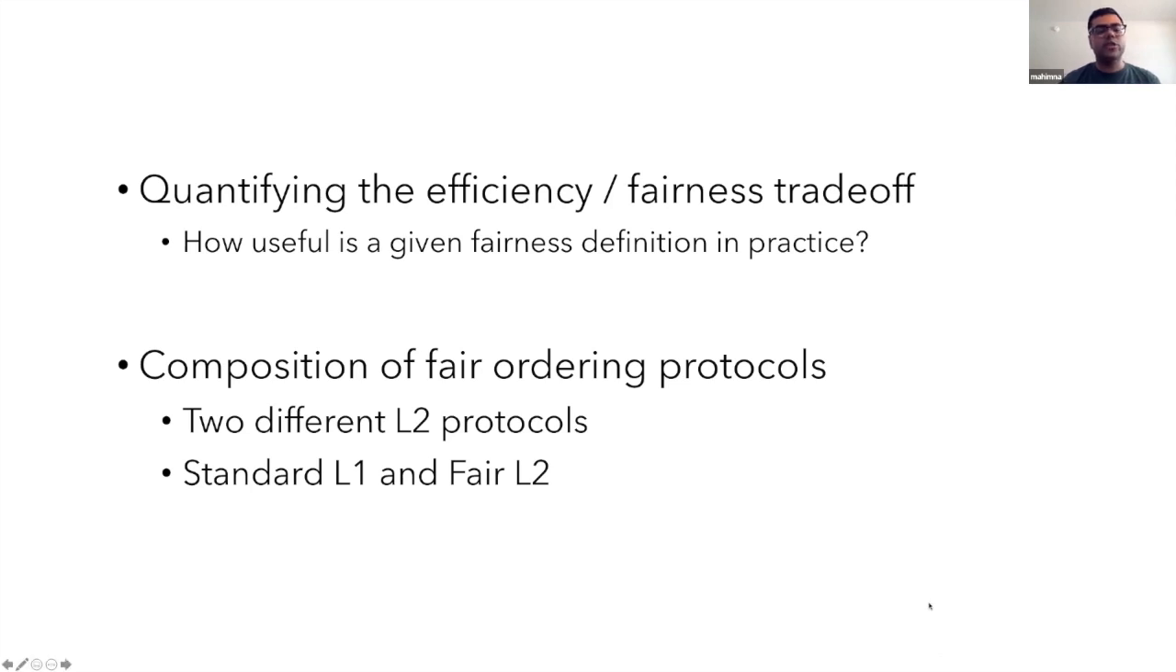Another interesting future research direction is how do we analyze the composition of fair ordering protocols. Let's say we have two different L2 fair ordering protocols. How do we understand the unfairness that's caused by the composition of these two protocols? What happens when the L1 chain is standard, like Ethereum, and you have a fair ordering L2 chain? Does that actually lead to worse fairness than if L1 was just made fair? So these are some open questions that we do want to answer next.